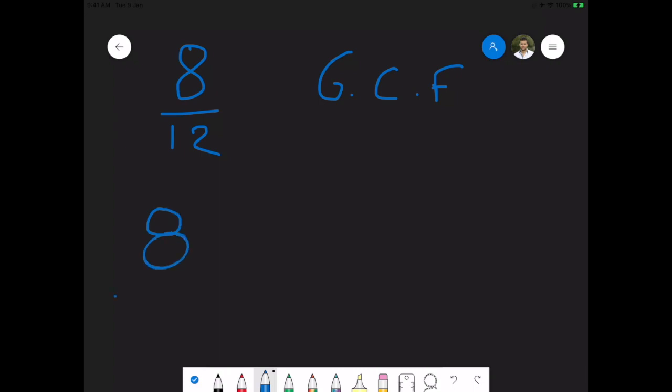8 has 1 as a factor, like every other number. 2, because I know 2 times 4 gives us 8. 4 and 8. These are the factors of 8.